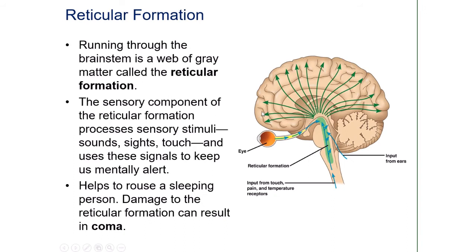Going through the brainstem is a web of gray matter called the reticular formation. The reticular formation will gather sensory stimuli, including sound, sight, and touch, and use these stimuli to keep us mentally alert. It will send these signals throughout the various portions of the cerebrum, and we'll use that to keep us mentally aroused and to know what's going on in our surroundings. And the reticular formation will continue to function even when we are sleeping.